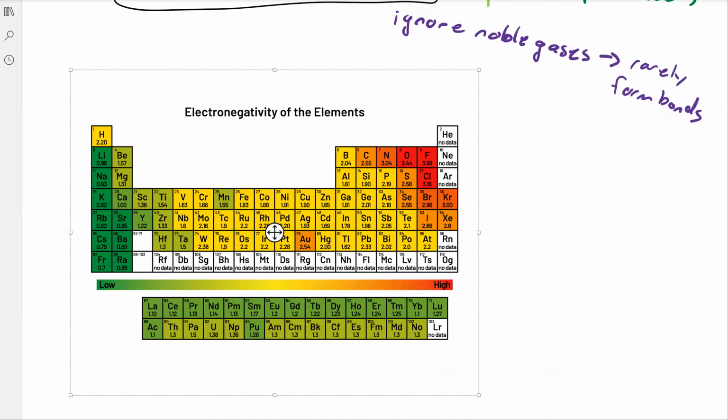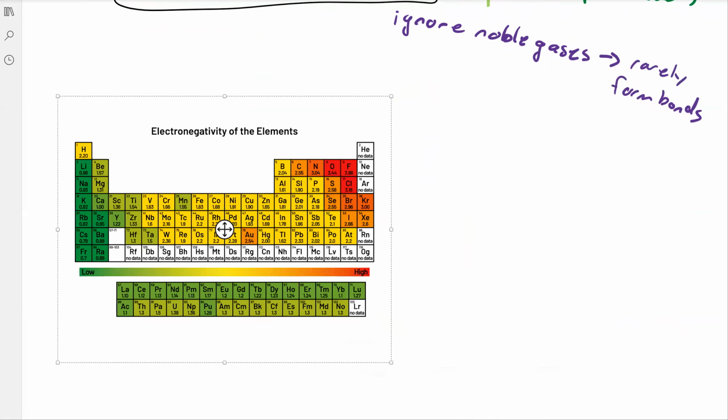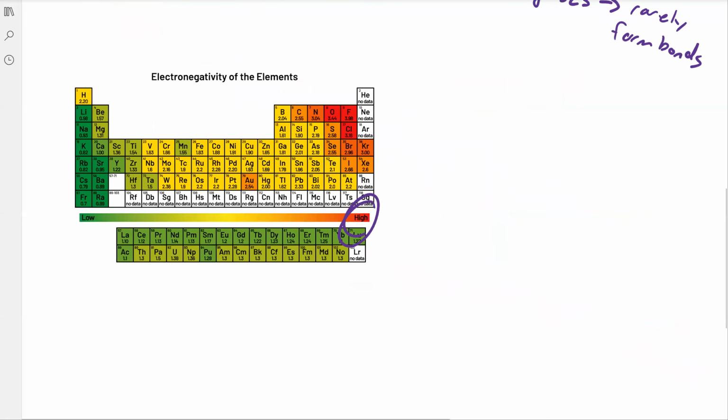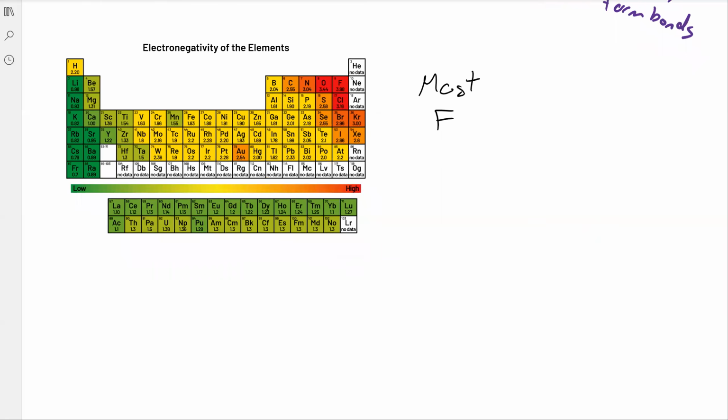Here's the same thing, just now with actual numbers and a nice diagram. You can see as you go towards that upper right, you get to the high end, right? You can see fluorine is the most, right? These three, there's no data on them because they rarely ever form bonds. So if we think about the most electronegative elements that we have, first it's fluorine, right? 3.98, and it's out of a scale of 4. After that comes oxygen with 3.44, then chlorine, then after that, nitrogen.